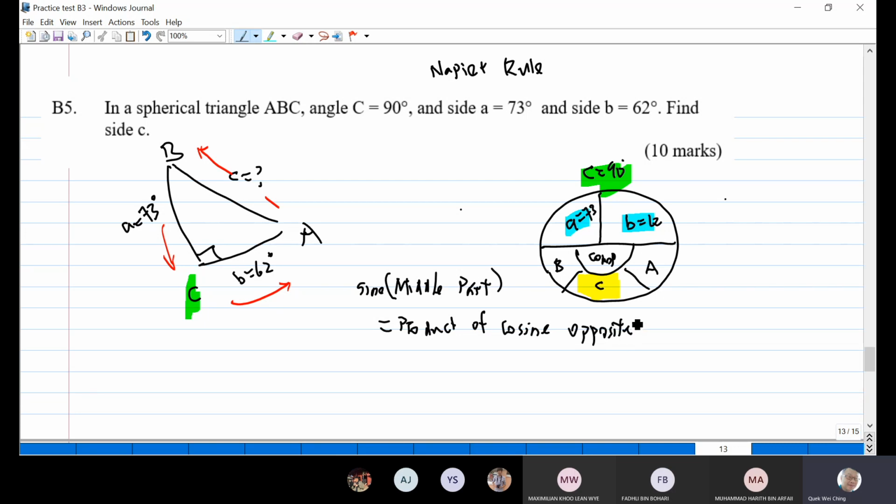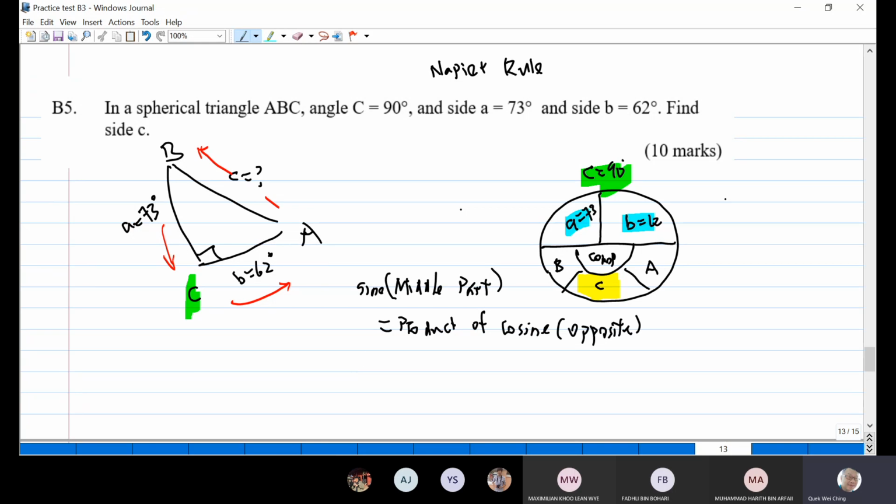All these formulas will be provided. We just have to use them. They are provided in the formula card, the formula sheet. Cosine opposite. So actually it gives you a lot of hints, right? Sine of the middle part. The middle part is actually C there, but you have the complement there. So you have to be quite well versed in interchanging this. So sine of the middle part, but this one has the complement, so that means it's cosine now.